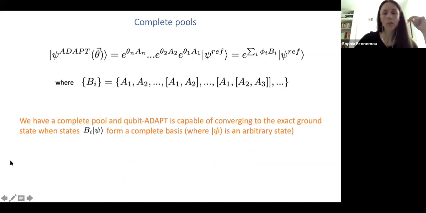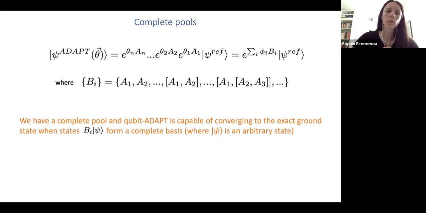So one important question is, how do you choose this pool? One way you can choose it is just put in there all the gates that are easy to do on your hardware, but then you need to worry about, are those enough? And will I get convergence?